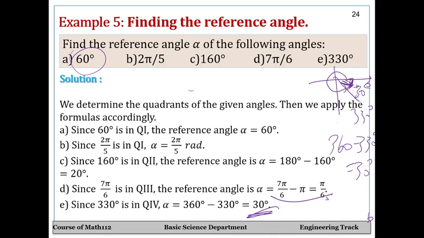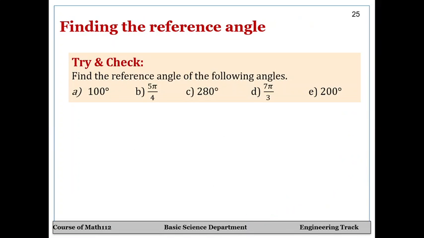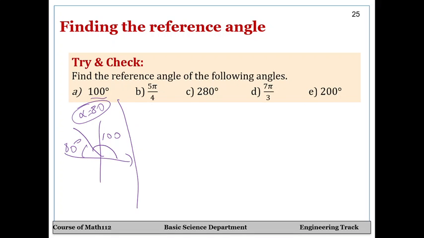Now you can use the rules here if you like. Now we can directly give these. 100 is in the second quadrant, so the reference angle has to be this one here, 80. I will just say 80, alpha is 180 minus 100.